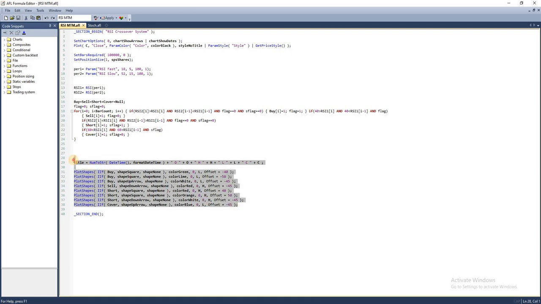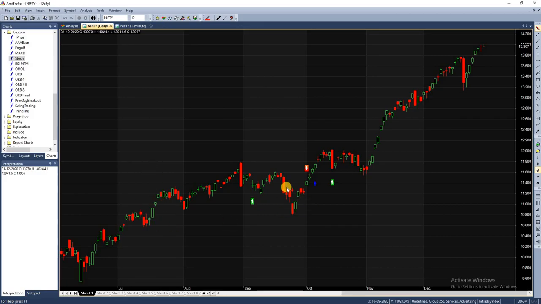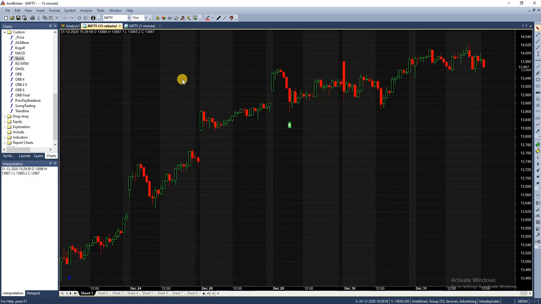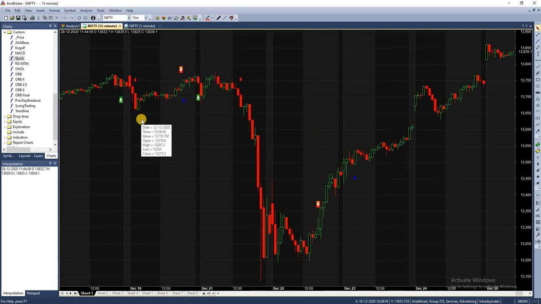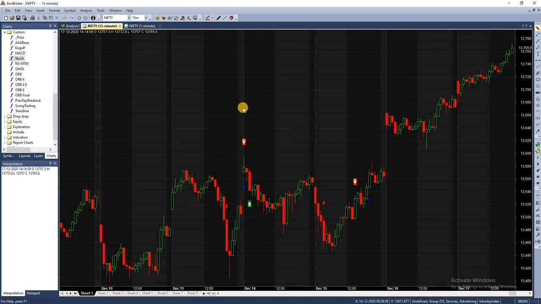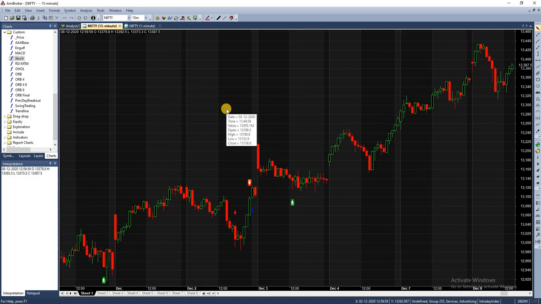These are used for plotting the charts, which we have already discussed in detail in the previous episodes. So I'm skipping this part as well. So if you look at the charts, you'll be able to spot the buy and sell signals. So I'm going to open the 15-minute time frame chart. So you'll be able to see all the buy and sell signals that are generated using this particular strategy.